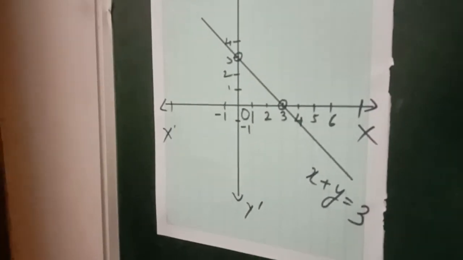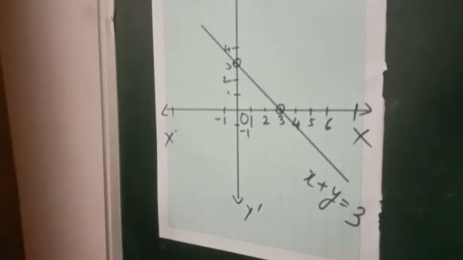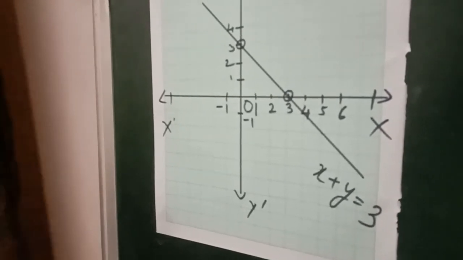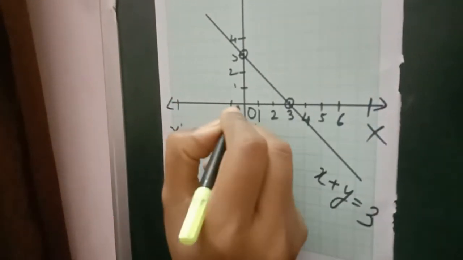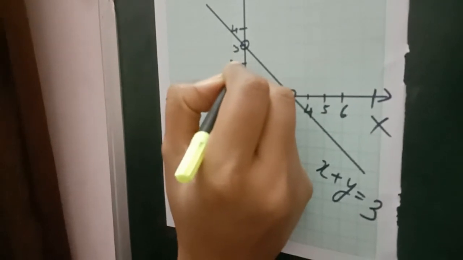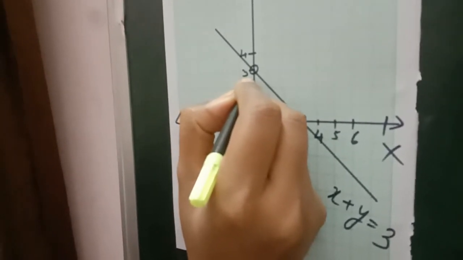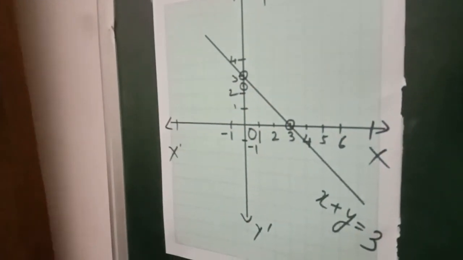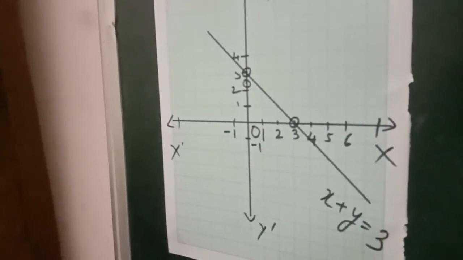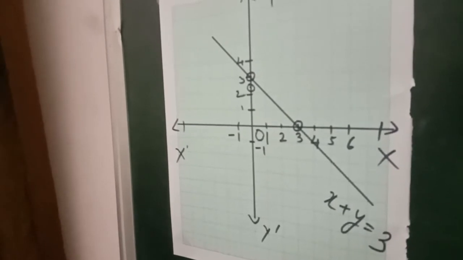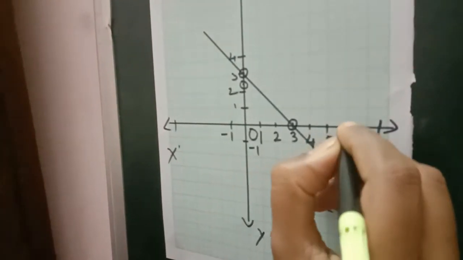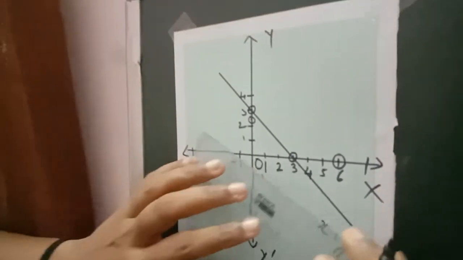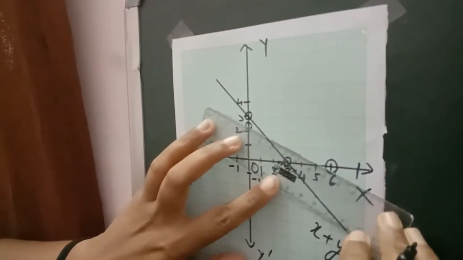Similarly, we will draw the graph for the second equation. In the second equation, we got the point (0, 2.4). After 2, the next line will be 2.4. And the next coordinate we got is (6, 0). So this will be the point (6, 0). Now we will draw the line joining these 2 points.